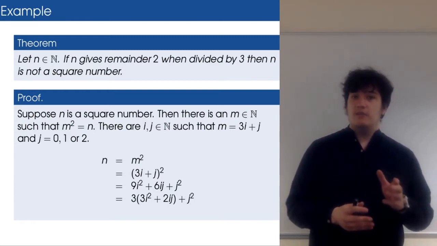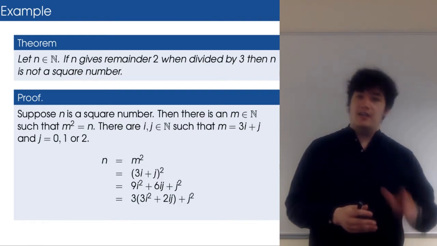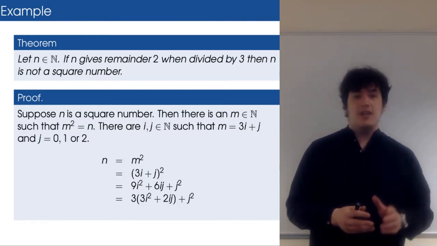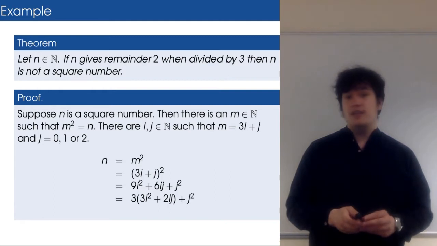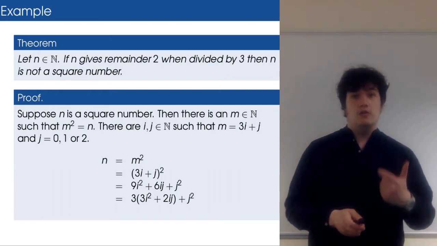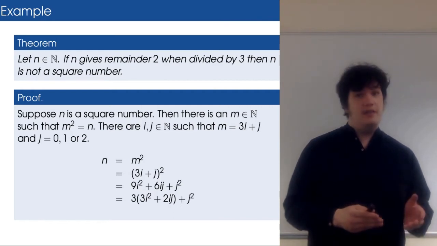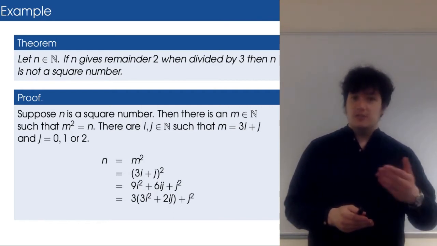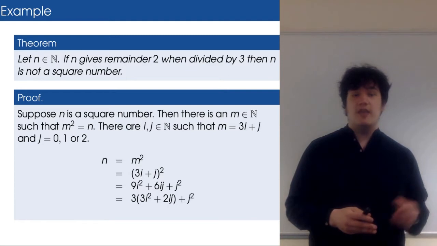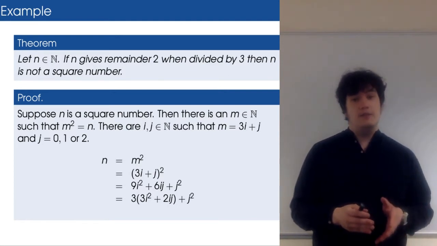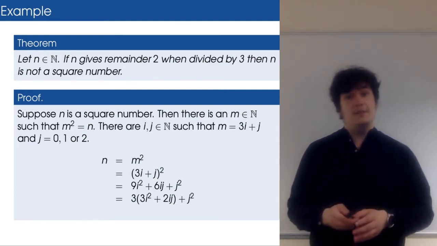If m is equal to 3i plus j, i is the number of times 3 divides m, and j is the remainder that you get. So j can either be 0, 1, or 2. So let's write this out. We have n is equal to m squared, which when we put in the i's and j's gives us that n is equal to something times 3 plus j squared.